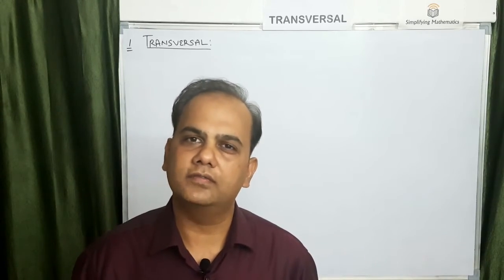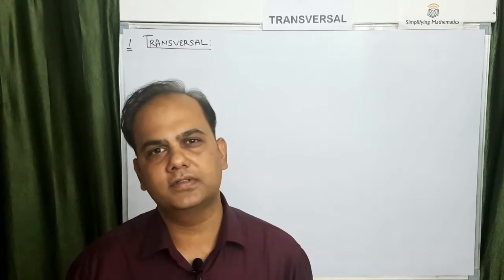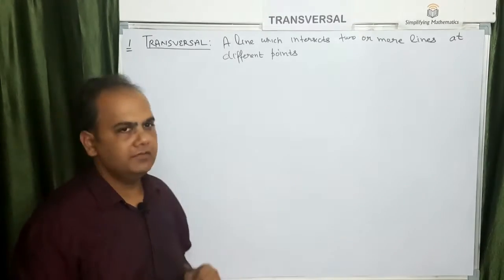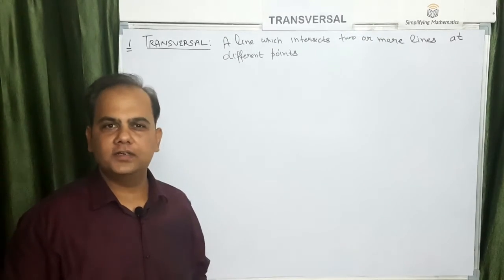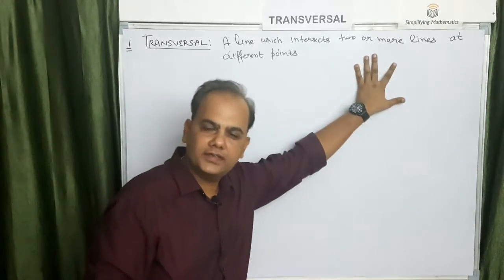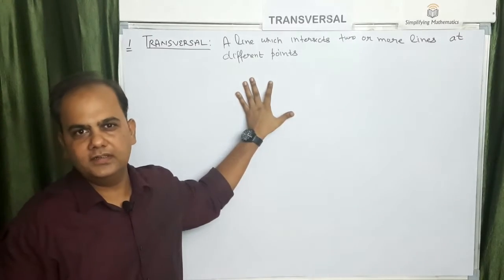Today we are going to start with the topic of transversal and the various angles which are formed by the transversal with the given lines. Now starting with the definition of transversal, a line which intersects two or more lines at different points is called a transversal. कि अगर कोई भी line किसी दो lines को intersect करती है at different points, then that line is called a transversal.